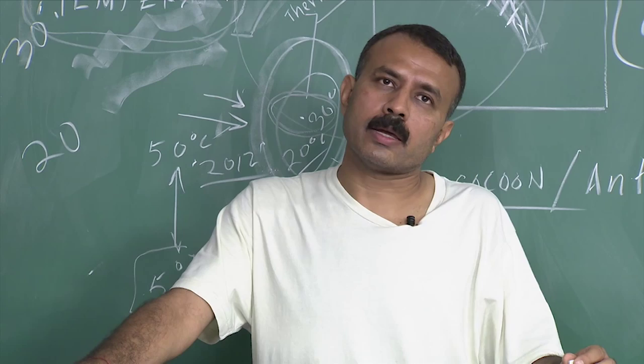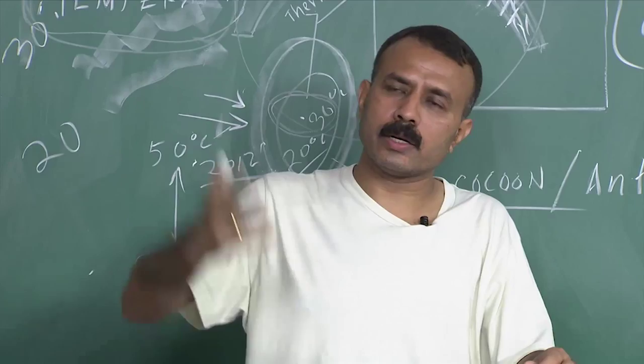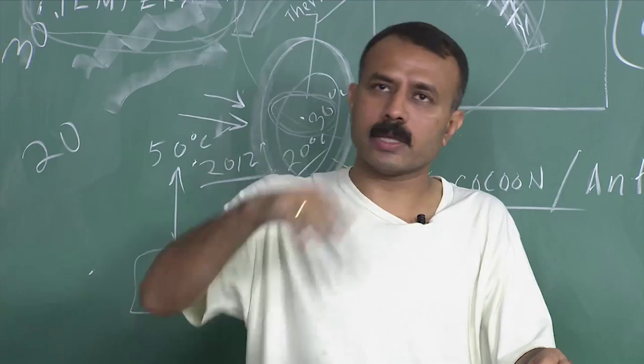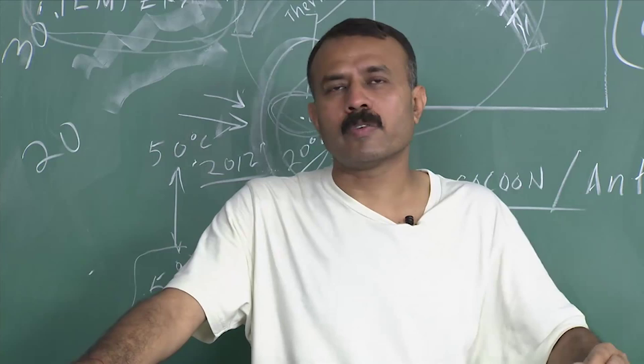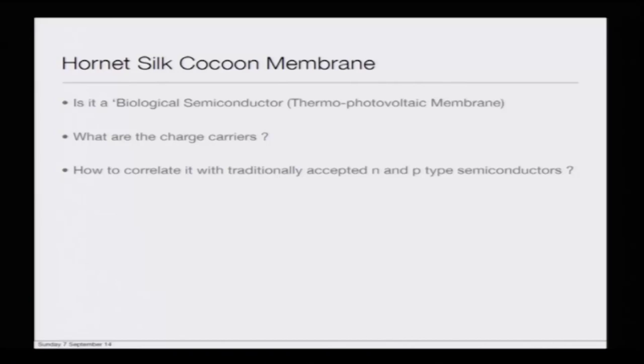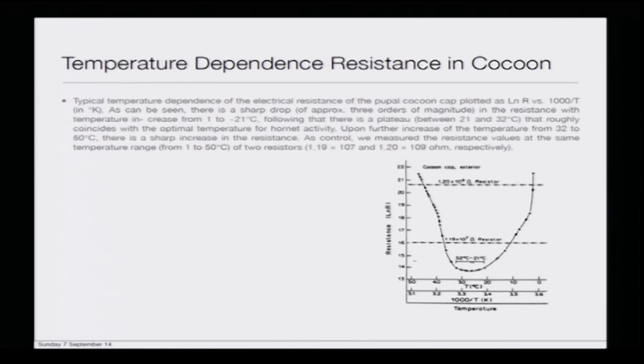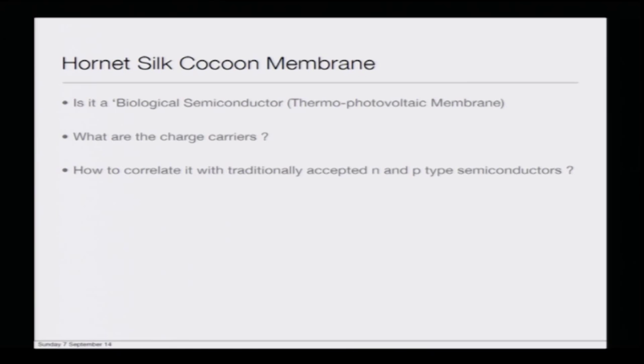There are a lot of things to be understood: how with temperature the current is changing, and how with light along with temperature the properties are varying. There are several things which are believed to regulate this kind of temperature regime. But what we do not know as of now is whether what we are seeing is a biological semiconductor, a thermophotovoltaic membrane, or what the charge carriers are. We really do not know how to correlate it with traditionally accepted N and P type semiconductors. We know this far that it acts like a thermophotovoltaic membrane, but what the charge carriers are needs a much better understanding.